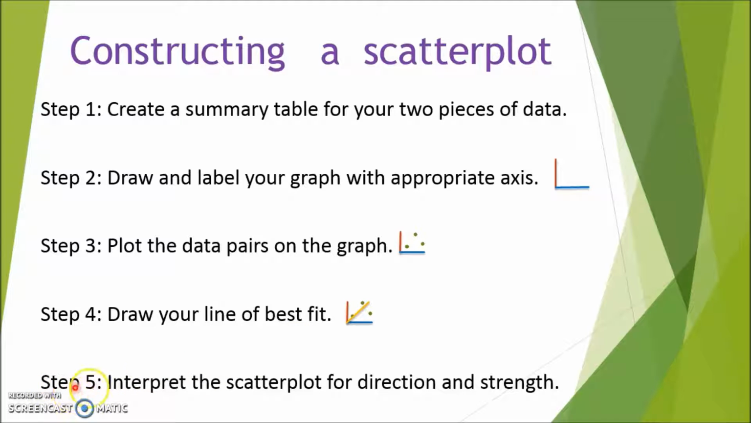For step 5, since we already drew the line of best fit, it becomes easier for us to determine and interpret the relationship of these two variables in terms of direction and strength. What do I mean by direction and strength? Simply put, the direction is determined by whether the correlation is positive or negative. The strength, as the name suggests, would indicate how strong of a relationship there is between the two variables.